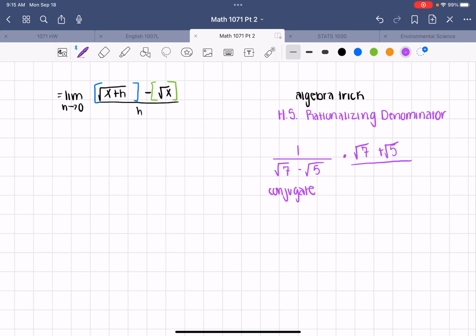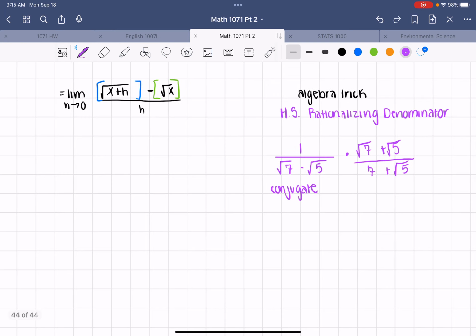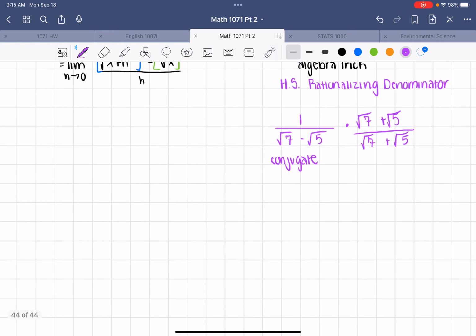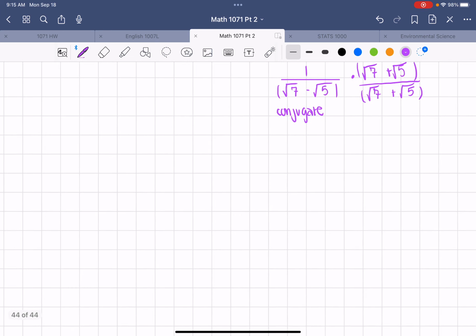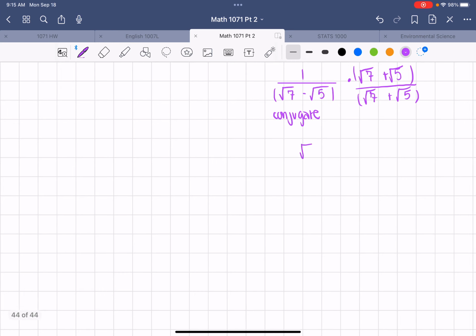Because now in the numerator you have root 7 plus root 5, which is considered proper. I'm not sure why. But do you see in the denominator here, do you see what happens? It's like a minus b times a plus b. Isn't that the difference of squares? A minus b times a plus b becomes a squared minus b squared. A difference of roots, a difference of squares.